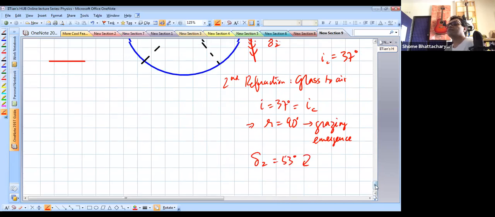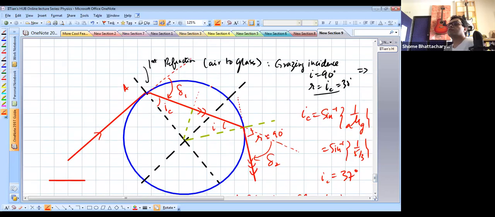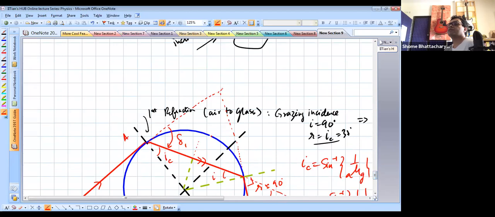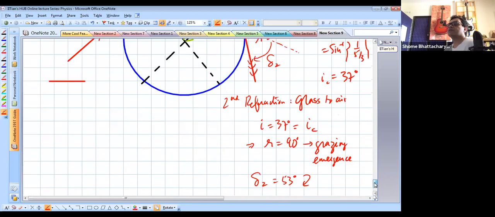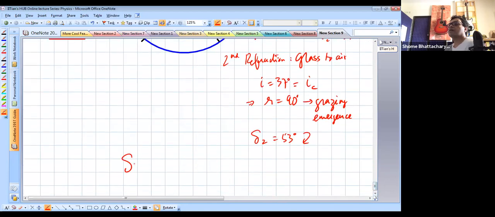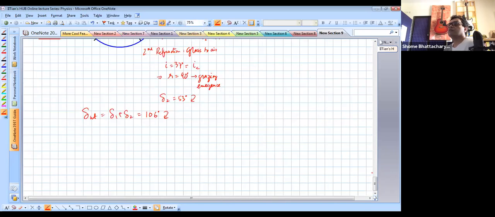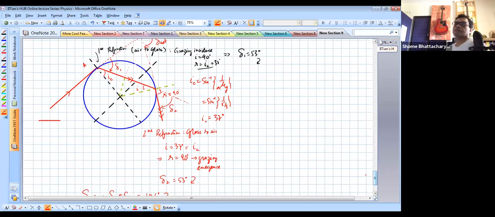So my net deviation will actually become the sum of these two. So if you produce this one forward and this one back, you see that overall in your path, the deviation that is happening is this. So in this case, we will express the deviation as 106 degrees in my diagram clockwise.